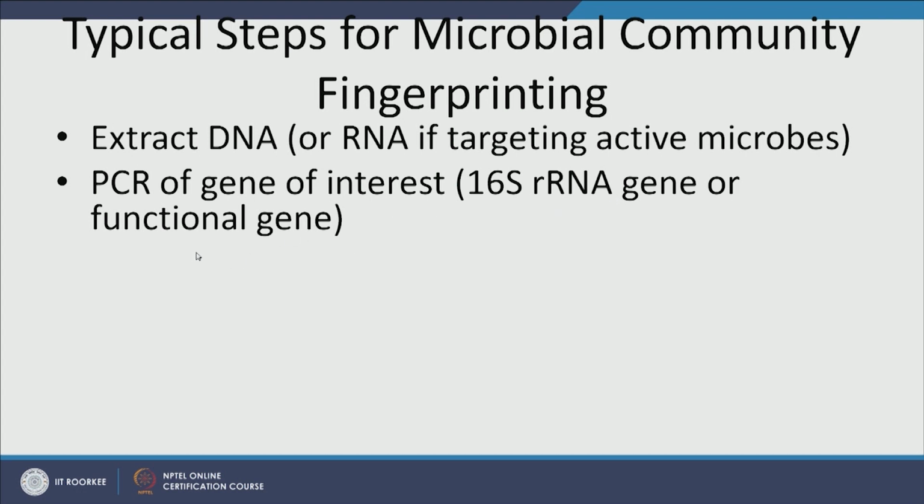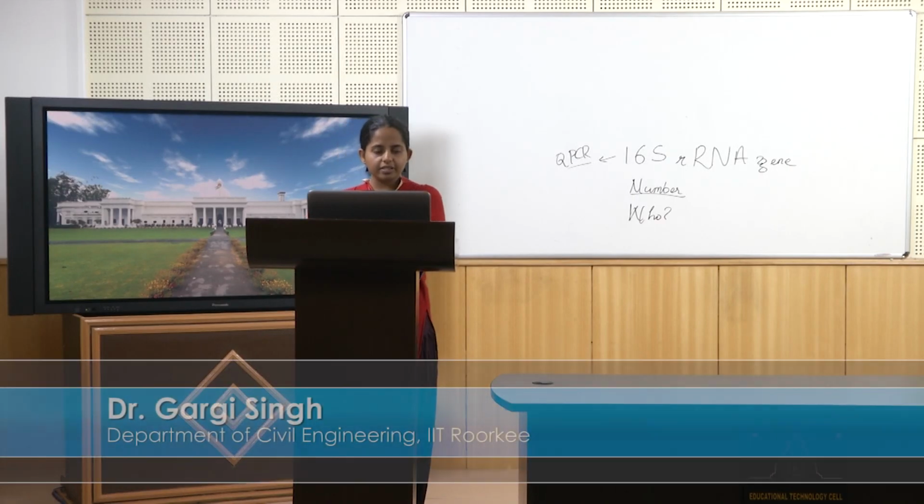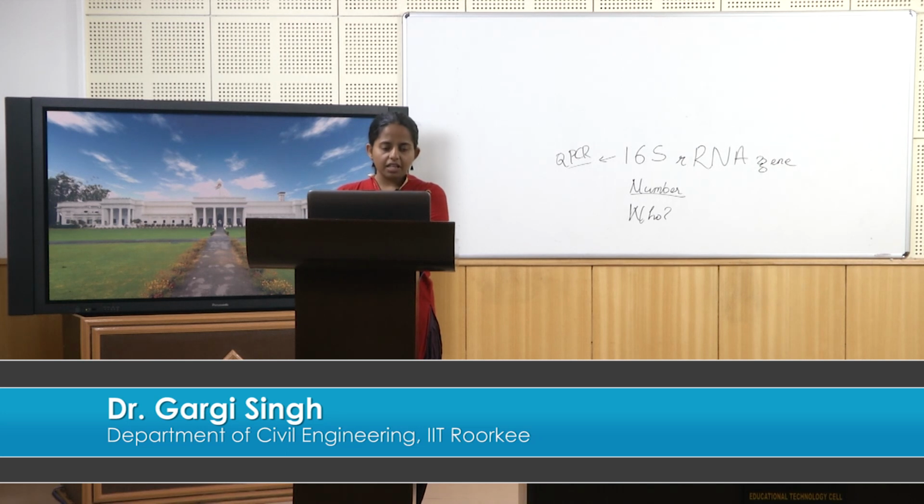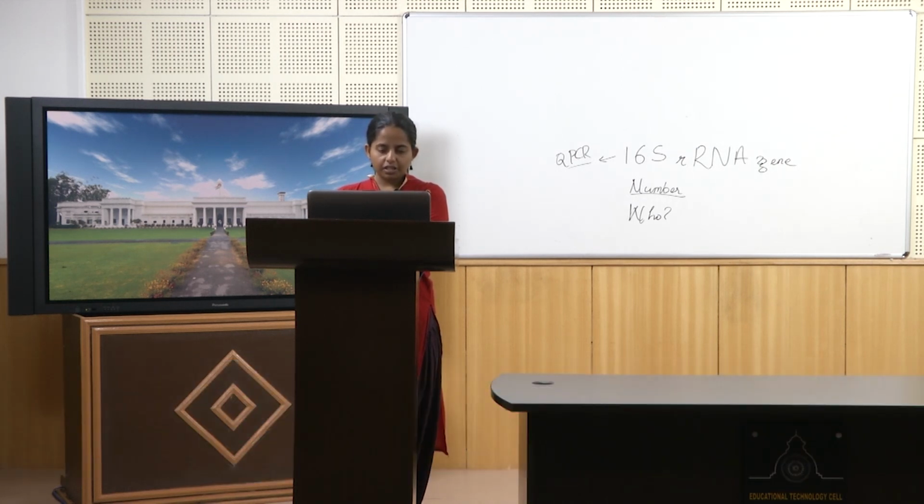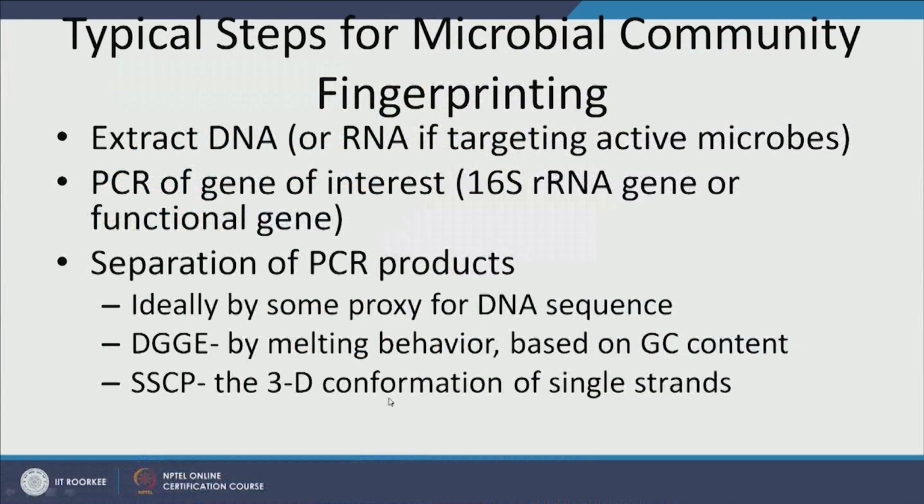But if I am interested in a functional gene like DSR, which is specific for sulfate reduction, or mcrA, which is specific for methanogenesis, I can amplify these genes. Then I separate my PCR products, ideally by some proxy for DNA sequence, by DGGE using a denaturing agent or by SSCP, and then I can do my DNA sequence analysis.